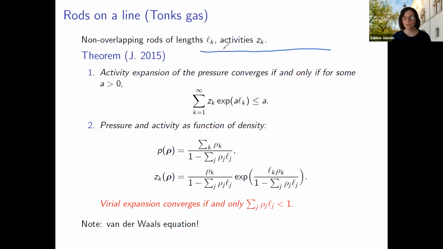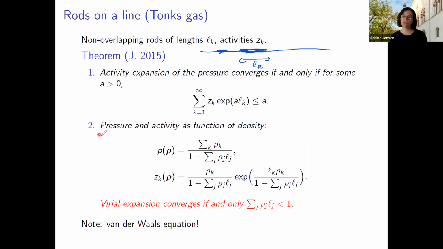So you just have a line and you have rods of different lengths, and the rod lengths are just denoted by L_k. That's a very classical model. And what you can prove here is that you can compute the pressure activity expansion explicitly. It turns out that for this model, you have an if and only if convergence condition for the activity expansion, which is this condition over here. And let me emphasize, it's an if and only if. So you confirm that for this model, you really need the exponential decay of the activities in the rod length.